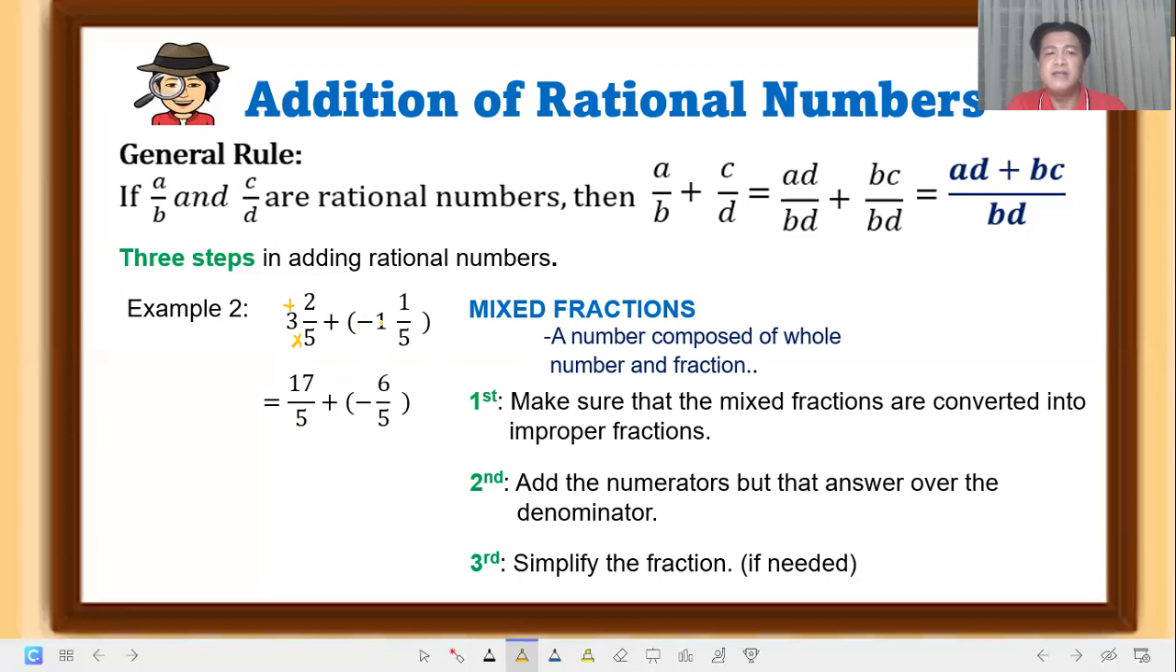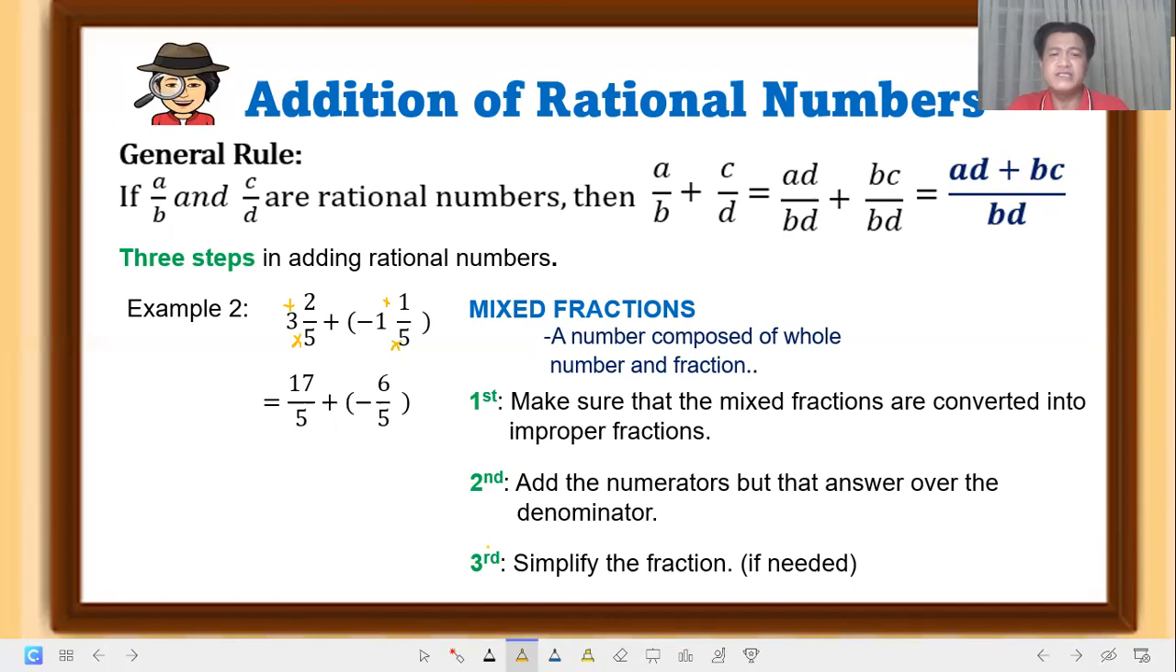O dito naman tayo sa kabila. What is 5 times 1? That is 5. Plus 1, that is 6. Kaya 6 over 5. Then copy lang yung negative. Take note of that ha. When you convert from mixed fraction to improper, kapag may negative po yung ating number, disregard lang muna natin. Ika-copy lang natin yan sa na-convert na improper.